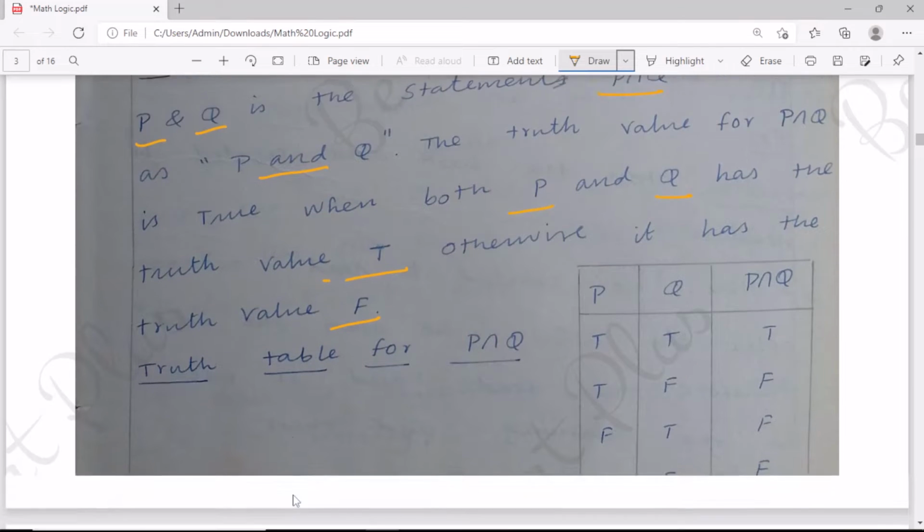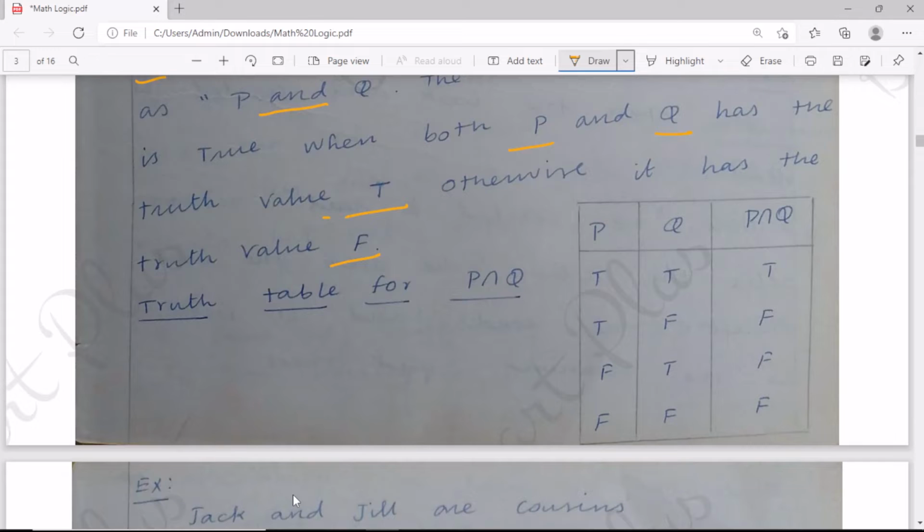Let me show you the truth table for P and Q. Here there are two variables. The general formula is 2 power n. So with 2 variables, n is 2, and 2 squared is 4. So totally we have 4 possibilities: true true, true false, false true, and false false.